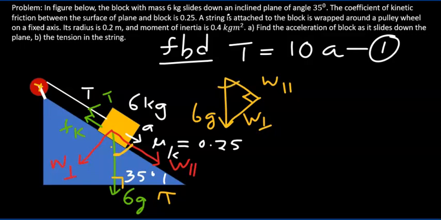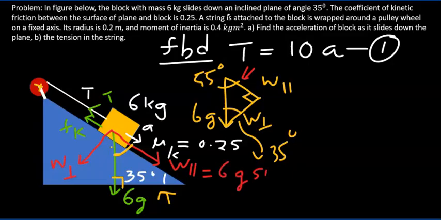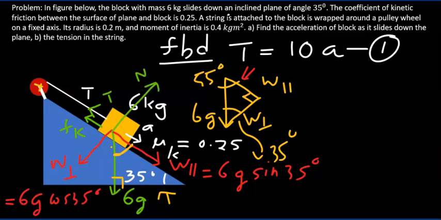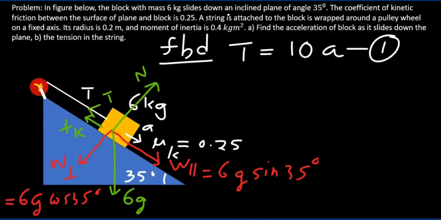So that is 55 degrees. And that means this is 35 degrees. So from this right angle triangle, you can immediately see that W parallel is 6g sine 35 degrees, and W perpendicular is 6g cosine 35 degrees. Let's not forget about one other force, the normal force that is exerted by the plane on the block, perpendicular to the plane. Now let's write down Newton's second law for the motion of this block.